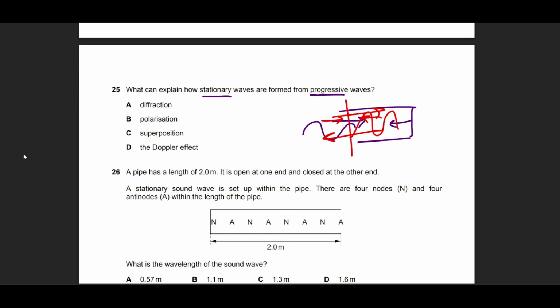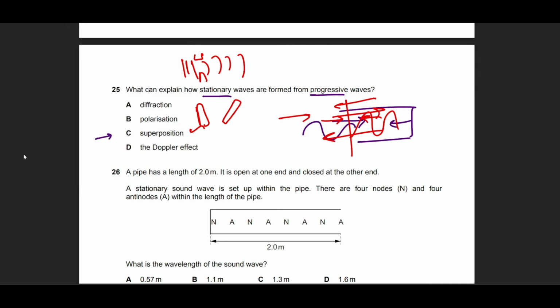So does diffraction explain this behavior? No, diffraction explains the spreading of wavefronts and becoming a circular wavefront. Does polarization explain it? You see, polarization is about filtration, okay? Stationary waves don't have to do anything with that. Can superposition help it? Most likely, superposition is what happens when both waves are moving towards each other. They get added into each other, and as a result, whatever wave is formed is because of superposition. So most likely my answer should be C.